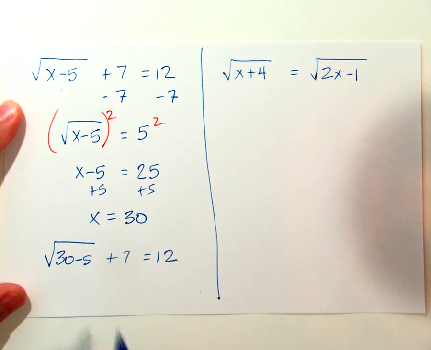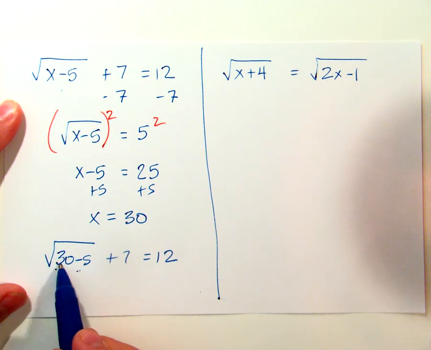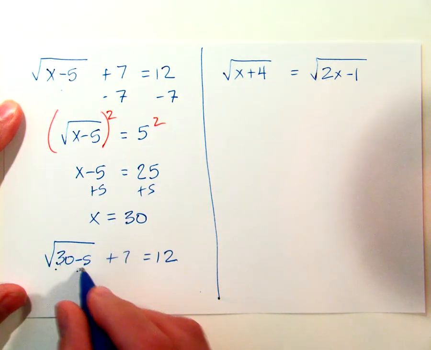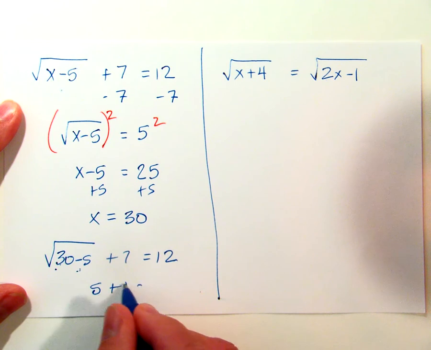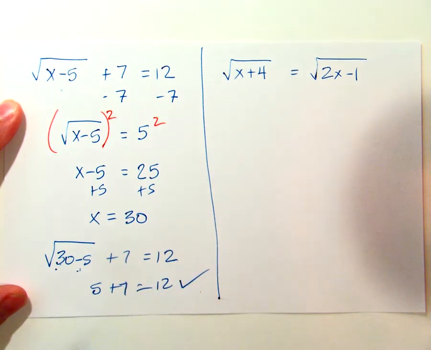Let's see if that works. The square root of 30 minus 5, let's put in the 30 for the x, is the square root of 25, which is 5, plus 7 equals 12. Yes, it works. It's good. The answer is x equals 30.